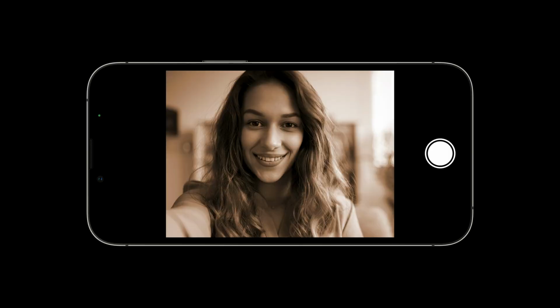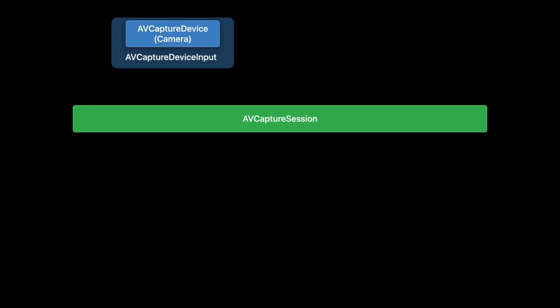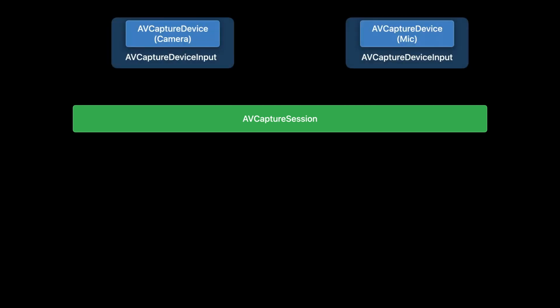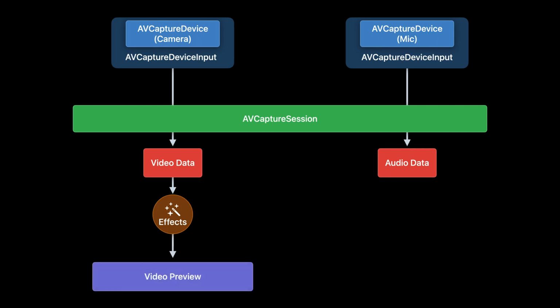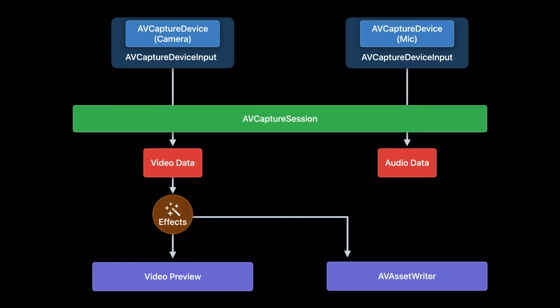Let's take a common camera app use case for example, applying custom effects like filters or overlays to recorded video. An app like this would have an AV Capture session with two inputs, a camera and a mic, that are connected to two outputs, one for video data and one for audio data. The video data then has the effects applied, and the processed video sent two places, to the video preview and an AV Asset Writer for recording. The audio data is also sent to the AV Asset Writer.